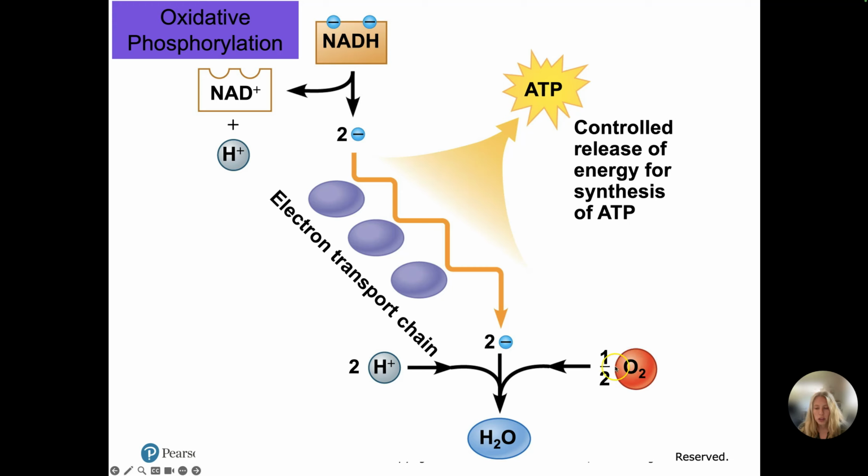And then the final electron acceptor down here is oxygen, which joins with the electrons and two hydrogen ions, or H+ ions, to create H2O. We'll talk about how specifically this energy is used to synthesize ATP when we talk about chemiosmosis, which we'll get to on the next slide.